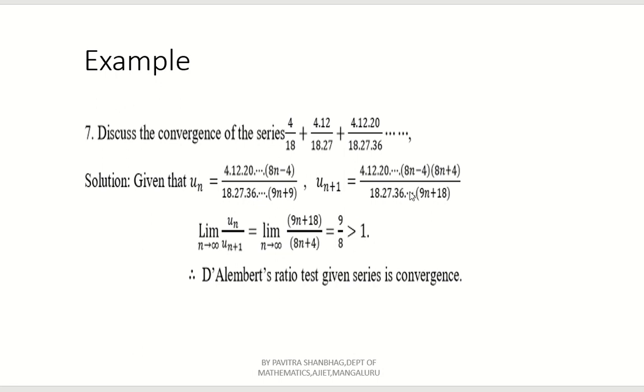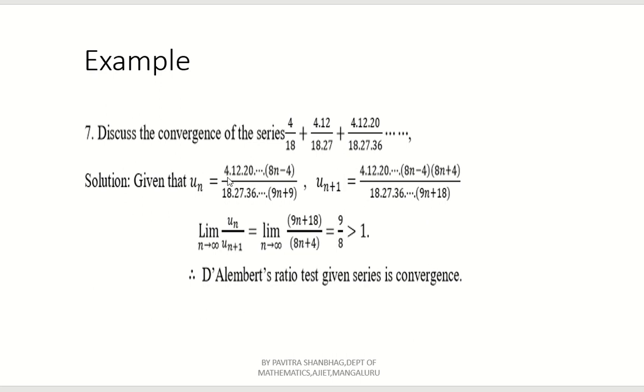You can write. Now what is the limit un by un plus 1 as n tends to infinity? Just take the limit n tends to infinity. Un is this term divided by this term. So what will happen? Multiply with the term containing the denominator in the numerator and numerator in the denominator, we will get.